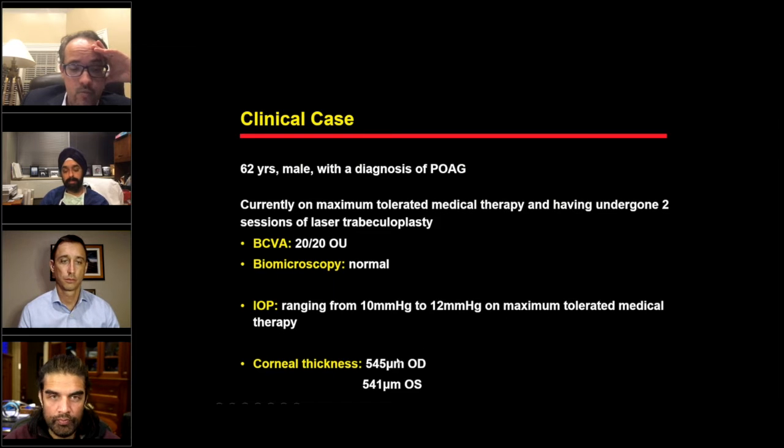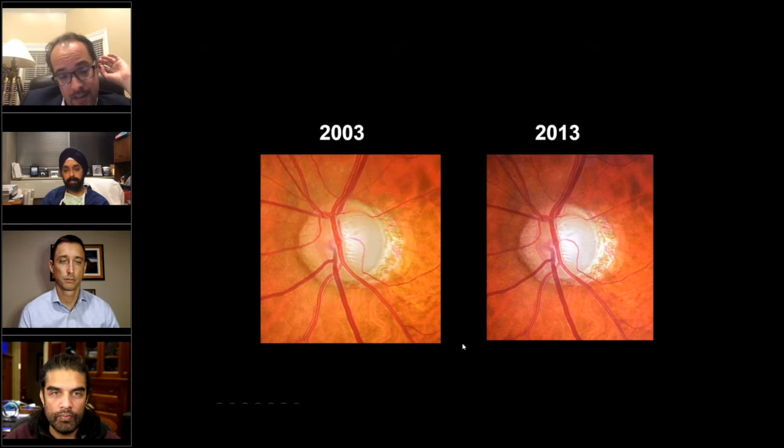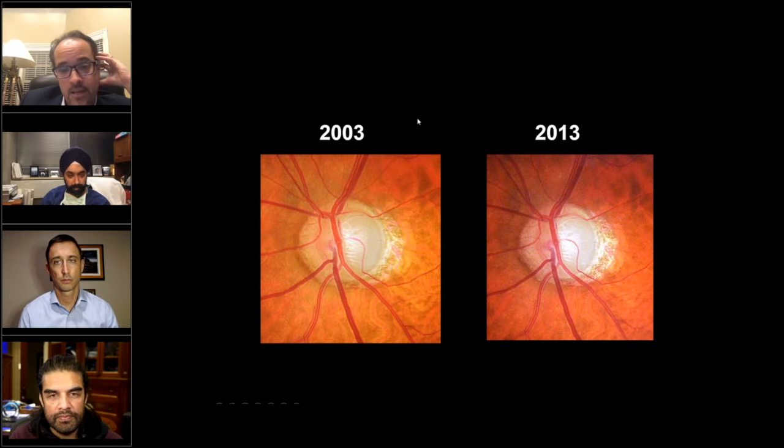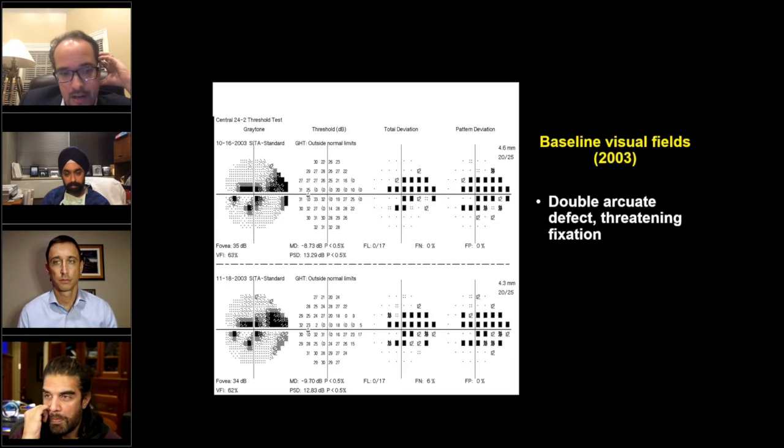His corneal thickness were about average, 545 in the right eye and 541 in the left. And as you can see here, I'm illustrating the left eye, you can see that he had pretty severe damage to the optic nerve. So this shows the nerves from 2003 to 2013. It's hard to see any changes here because the nerves are really quite already damaged.